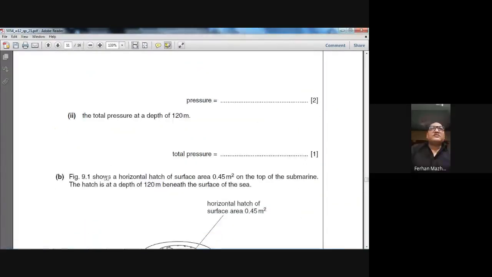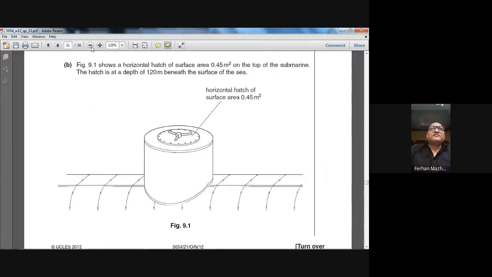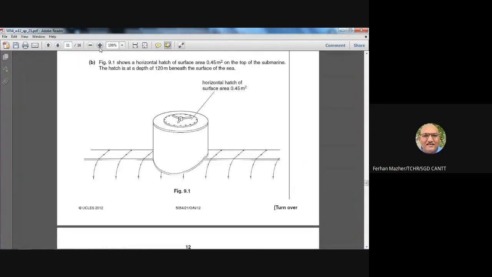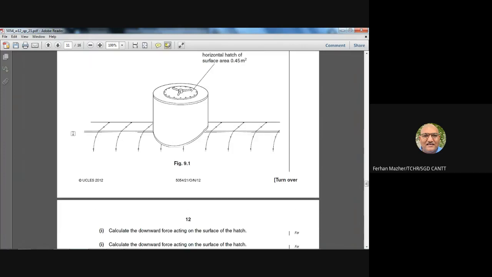Let's go to the next question. Let me show you this. Figure 9.1 shows a horizontal hatch. Hatch means a door, like this. Figure 9.1 shows a horizontal hatch of surface area 0.45 meters square on the top of the submarine. The hatch is at a depth of 120 meters beneath the surface of the sea. So the surface area of the hatch is given. Calculate the downward force acting on the surface of the hatch.